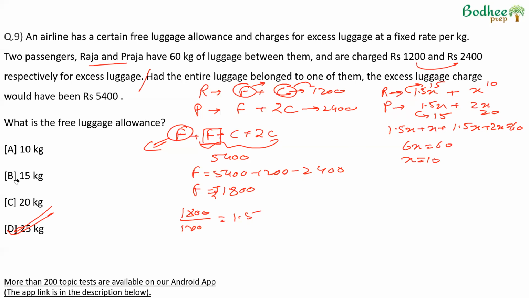I'm not removing the calculation, just the answer part. It says, what is the free luggage allowance? This we've already calculated as 15 kg. Option B becomes the answer. No extra calculation required here.